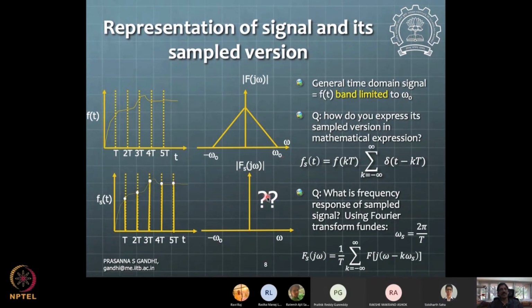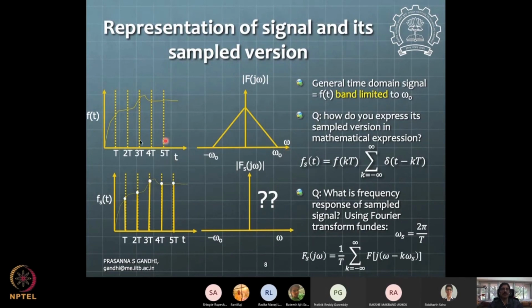What you will see in the frequency domain is this: when this is a continuous signal, the frequency domain signal looks like this, showing the frequency content of that continuous signal. Now, when sampled, what is going to happen is the question.